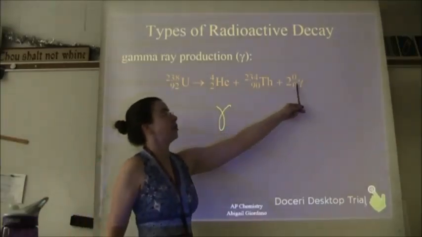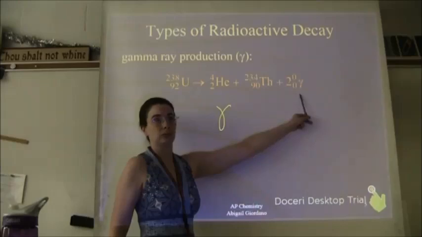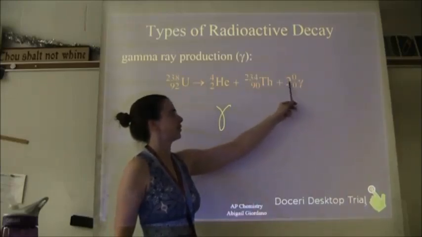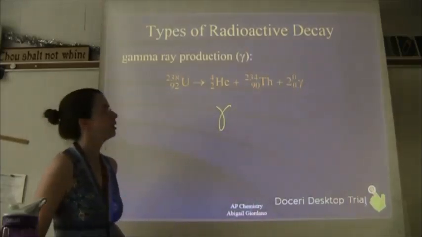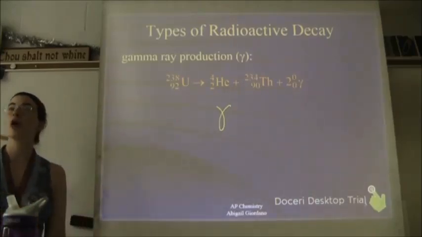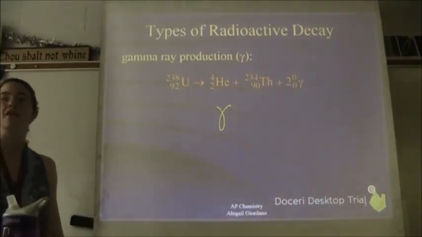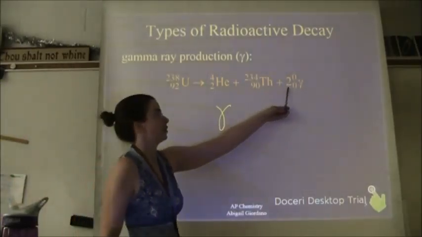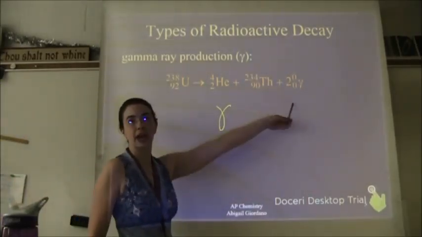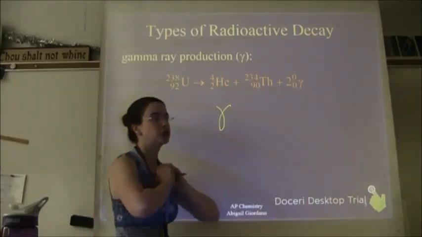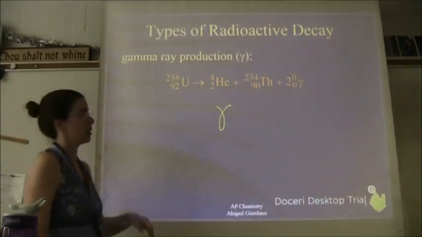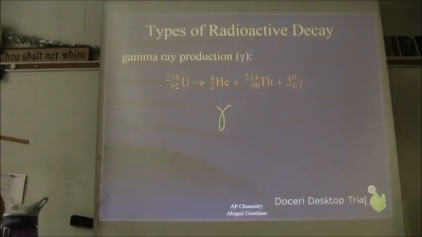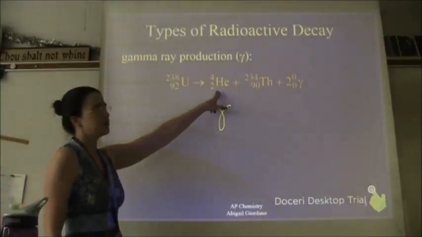Notice that it has the numbers 0 and 0. Okay. If you want to ignore this coefficient here, you can. But the point is, it's not a particle. It's a ray of energy. Okay. The only reason that 2 is there is just to say that every time this reaction happens once, you get 2 releases of gamma radiation. Do you see anything else in that equation that looks familiar? Yeah, there's an alpha particle. Okay.